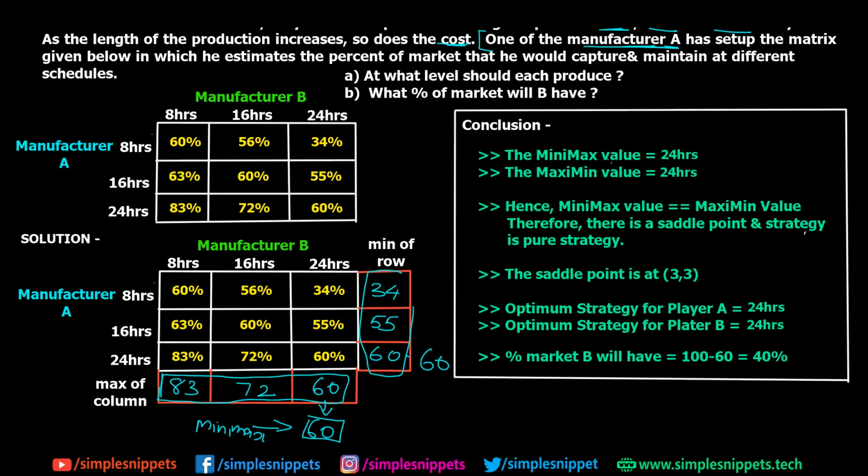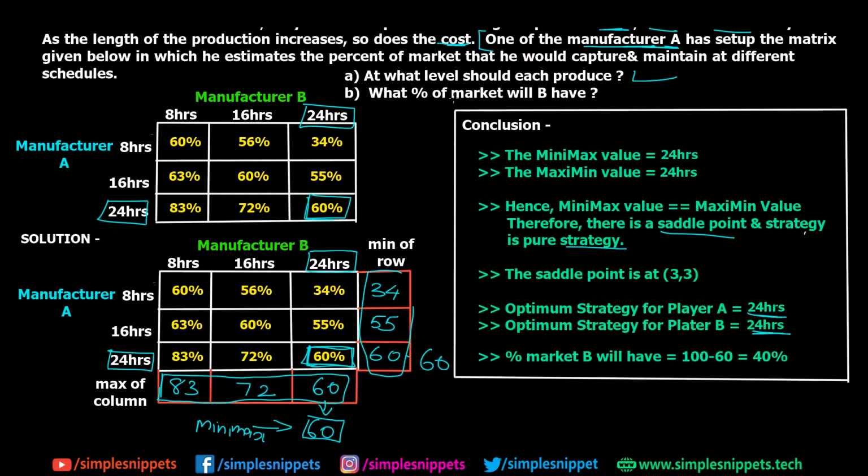So the conclusion is the MiniMax value is 24 hours because this is the strategy that B has selected, and the MaxiMin value is again 24 hours because this is the 24-hour strategy that A has selected, and that's why we get the saddle point at 60, right? So hence MiniMax value is equal to MaxiMin value. Therefore there is a saddle point and strategy is pure strategy. The saddle point is at 3,3, that is at this cell. So that's why 24 hours for manufacturer B and 24 hours for manufacturer A. The optimum strategy for player A is 24 hours. Optimum strategy for player B is 24 hours again. And so we answered this question.